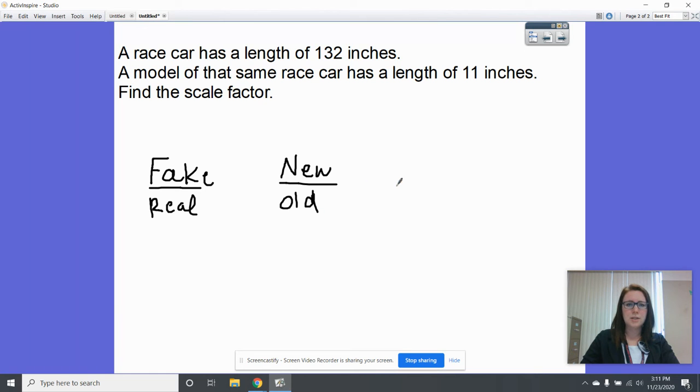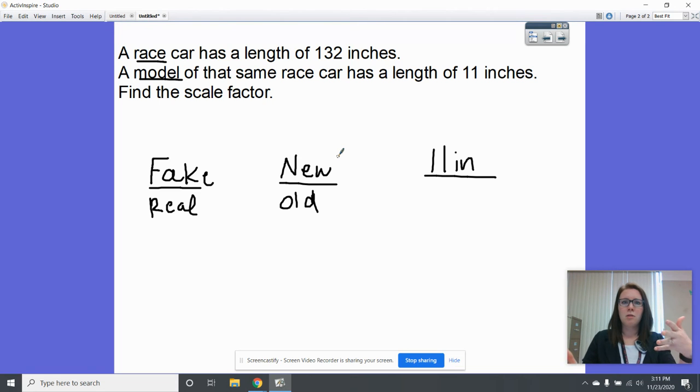My fake thing between these two: I have a race car and a model of a race car. So a model is not a real race car. It's just kind of an after image of the race car. So the model is the fake one that's going to go on top. That's 11 inches. Also, that model can be thought of as the new thing.